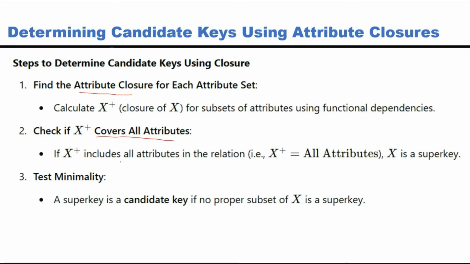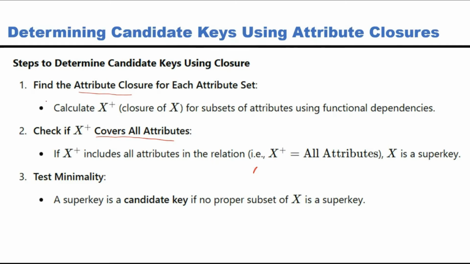This is one check in the second step. If X plus includes all the attributes in a relation, that means X plus is equal to all attributes, then we can say that X is a super key. Then the third step is a systematic approach. A super key is a candidate key if no proper subset of X is a super key. What is the meaning here? Let's see a proper example.